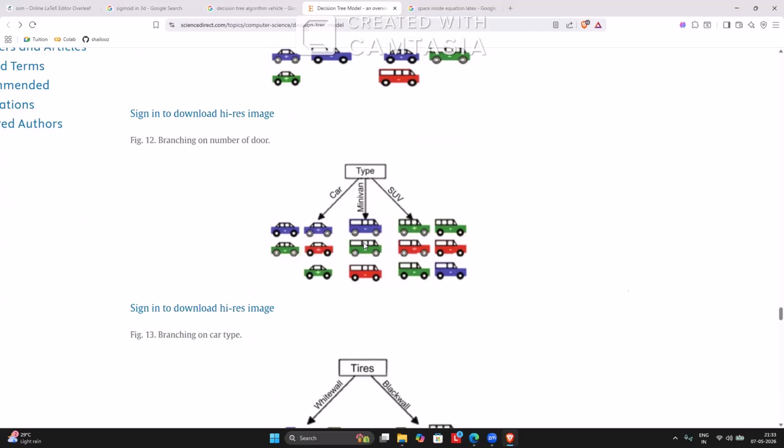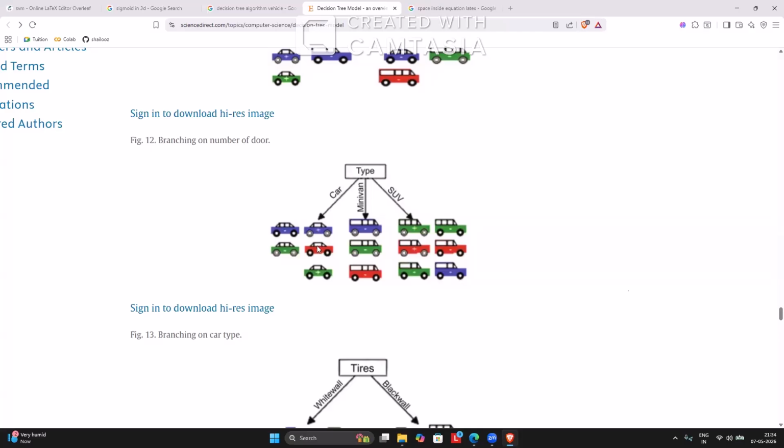If you split based on type, and if it is a minivan, you can immediately decide there is no accident, no chance of accident. Are you getting it? Yes, sir. So this type is actually having more information gain, so less entropy. So we will split the data like this.